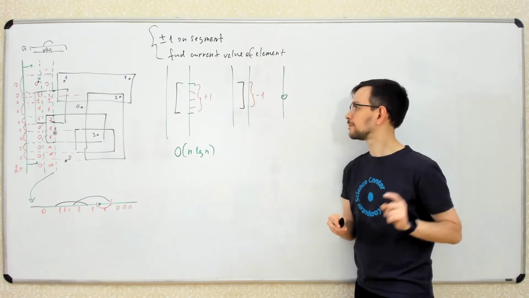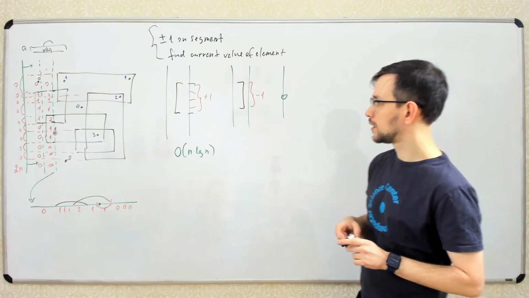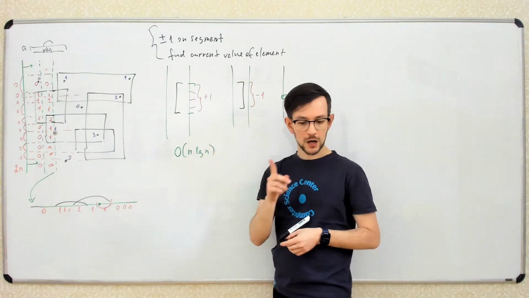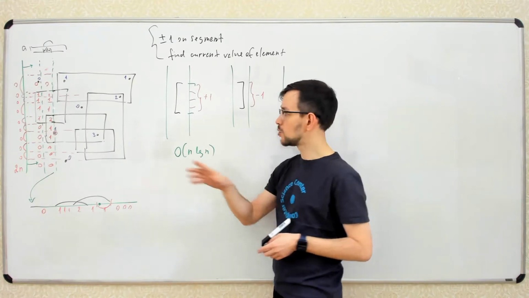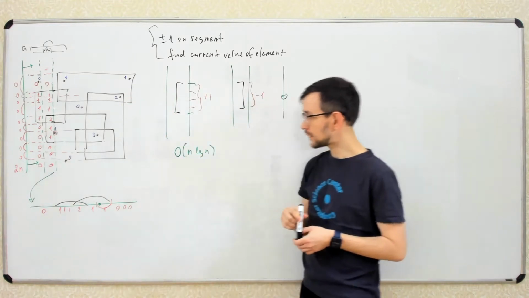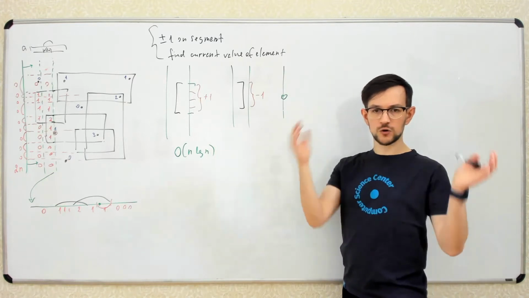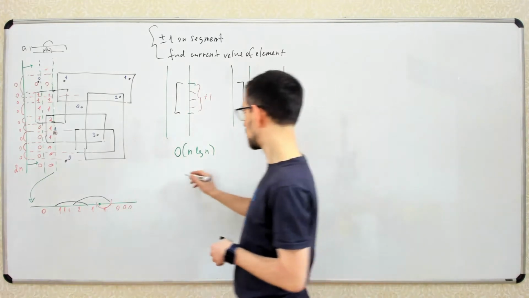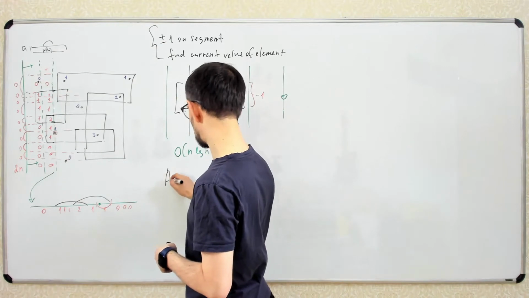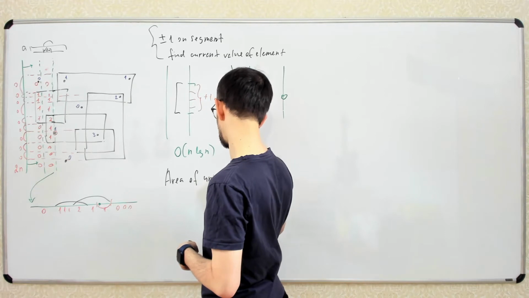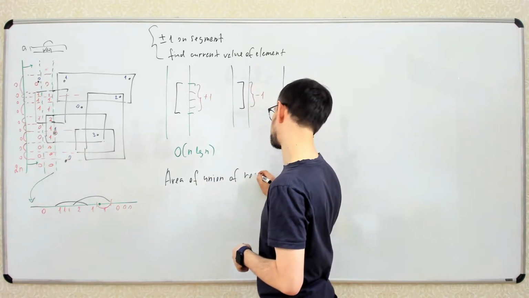Let's discuss one more problem. It's a kind of classical problem about sweep line and this technique. The problem is the following. Again, you have some rectangles and you want to calculate the total area of the union of all these rectangles. Area of union of rectangles.